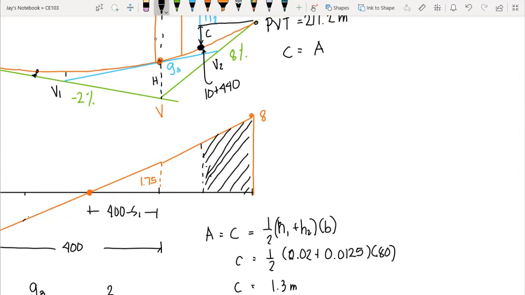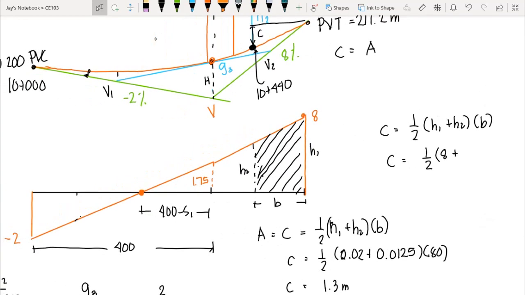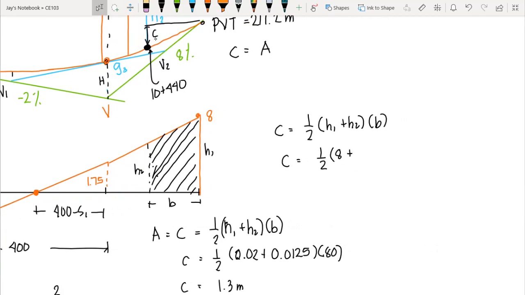So we have our C, which is the area of the trapezoid. We have 1/2 times H1 plus H2 times B. This is our H1, this is our H2, and this is our B. So C is equal to 1/2. Our H1 is 8. Our H2 here is unknown. Now to compute for H2, we can create a new triangle here, in which this height is 8 minus 1.75, so we have 6.25.